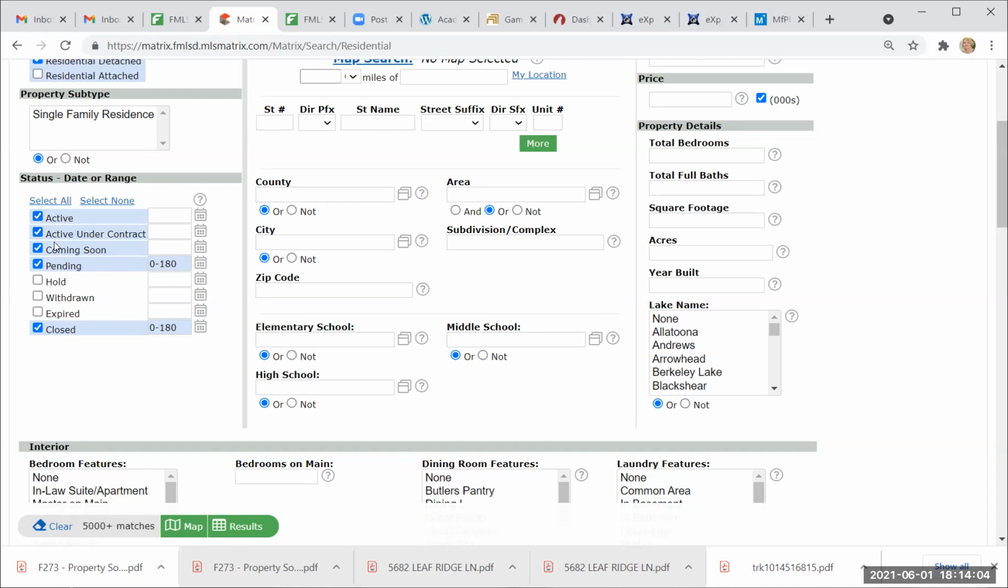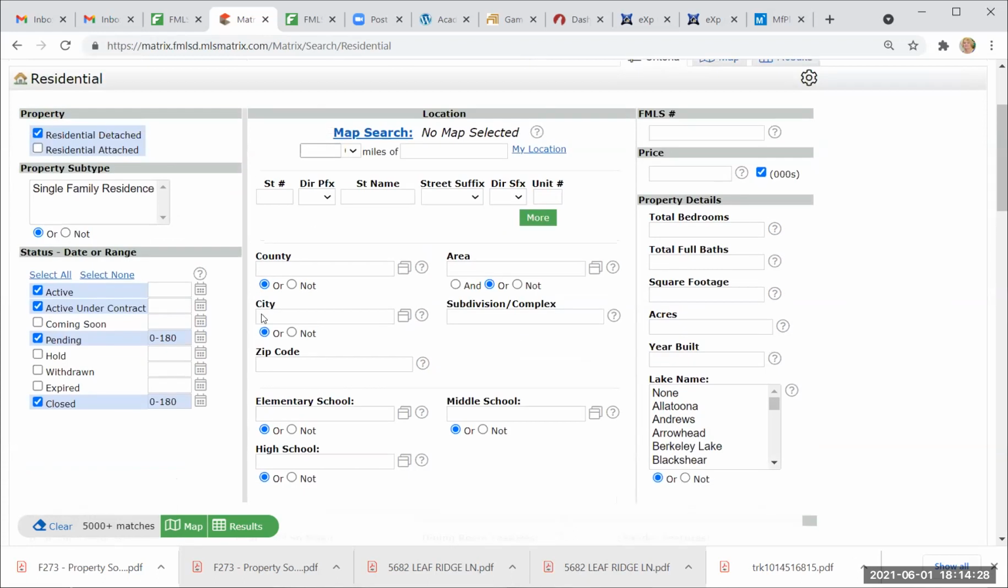This gives me an idea of what my competition is. This gives me an idea of what price point goes pending, but right now all the price points go pending quickly. But it gives me a little bit of an idea and a feel for the area. But when it comes to getting down to what's a good price, closed is the only thing that's going to tell you that, because that's what happened.